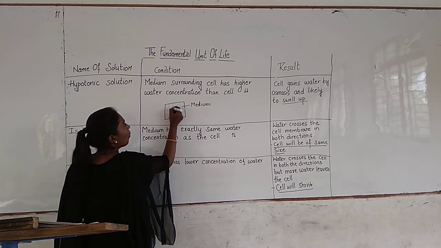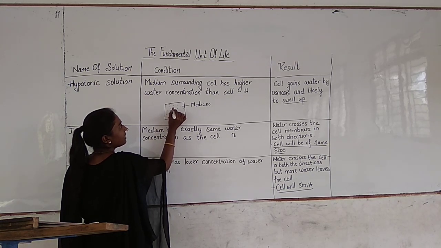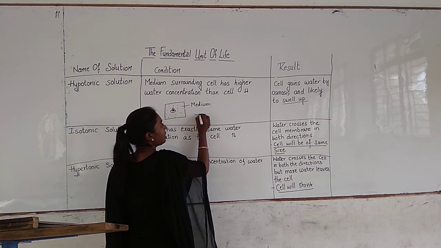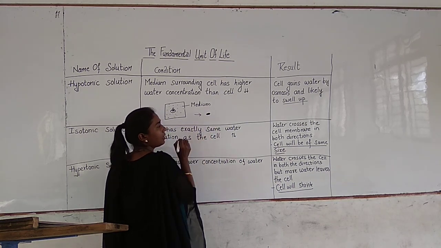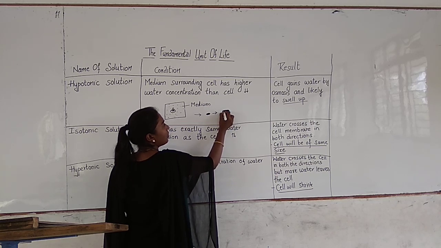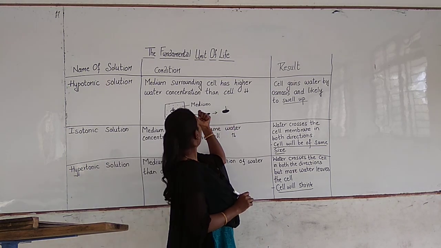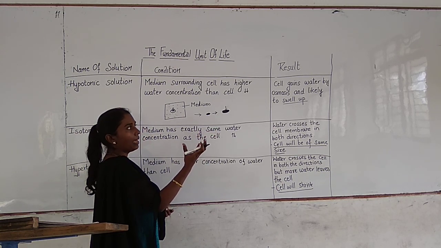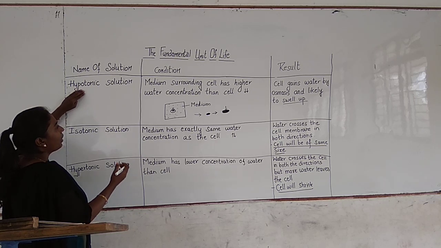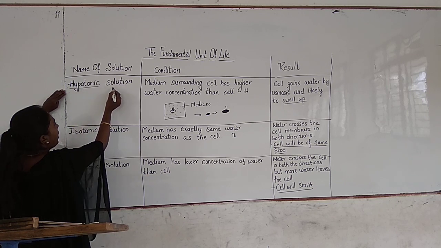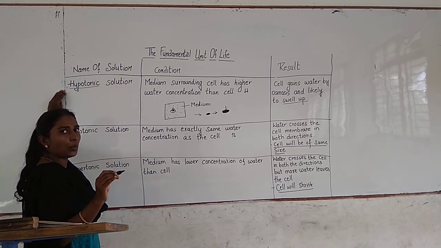What will happen? The water from outside will enter the cell. As I told you previously with the example of a raisin, when you soak a raisin in water, the size of the raisin becomes bigger. It is because of the entry of water. So in such conditions, this cell will gain water and swell up. This type of situation where the cell gains water and bulges is called a hypotonic solution.